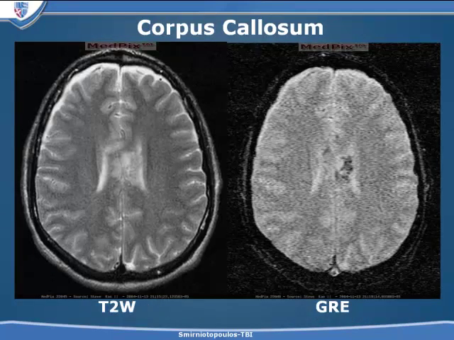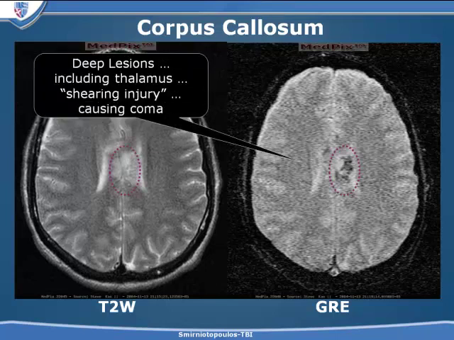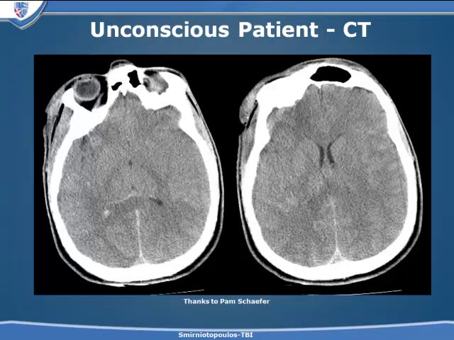If we look higher up, we also see the classic lesions involving the mid-body of the corpus callosum. We did not identify anything in the corpus callosum on the CT scan. In this particular case, the lesion is large enough to cause an abnormality seen on T2, as well as the classic areas of T2 shortening seen on the gradient recalled image. And again, these lesions are sufficient to produce the coma that was identified in this patient.